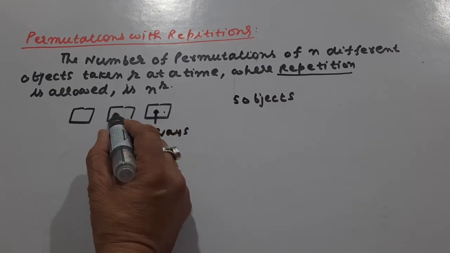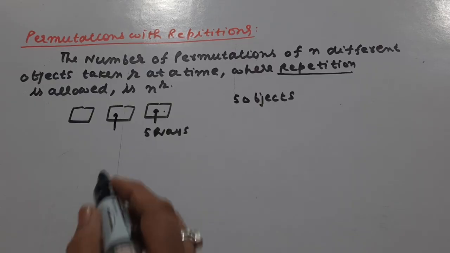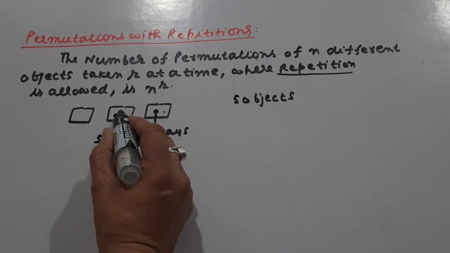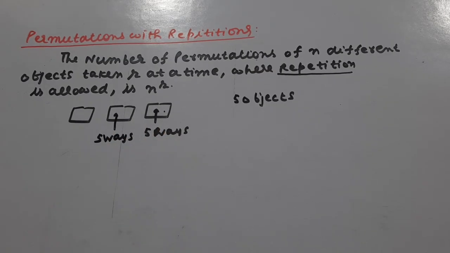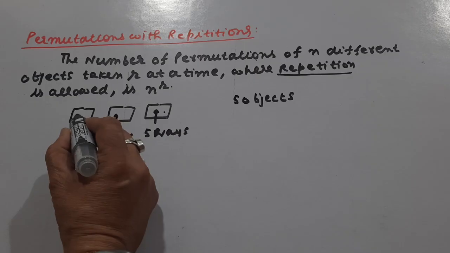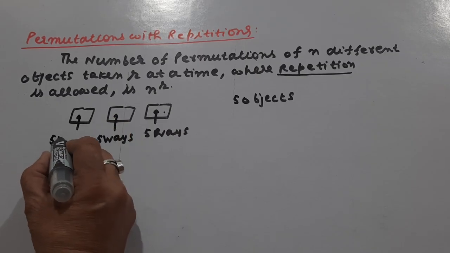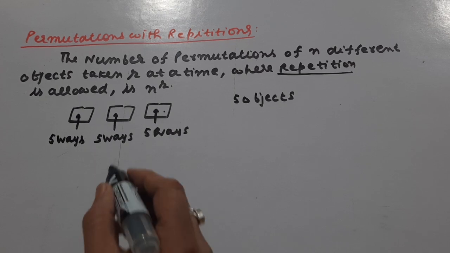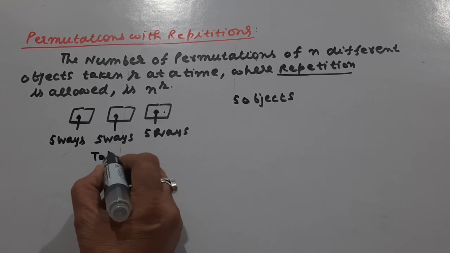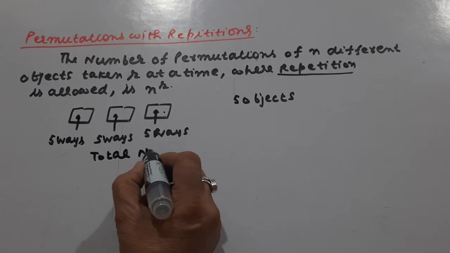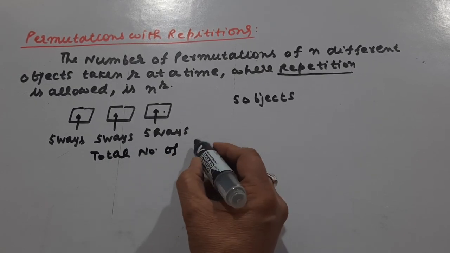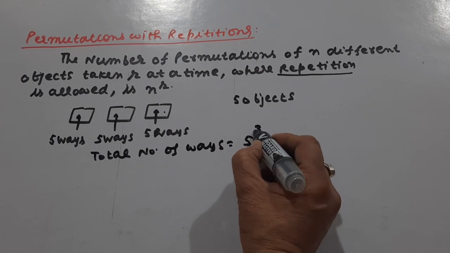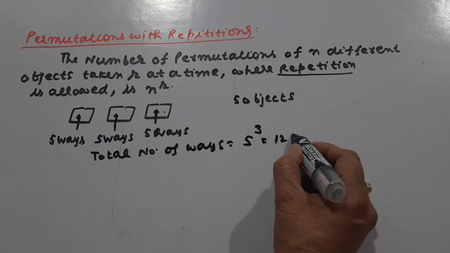Now this second place can be filled up again in 5 ways because repetition is allowed, and similarly this third place can be filled up in 5 ways. Right students? So total number of ways is 5 power 3, which is equal to 125.